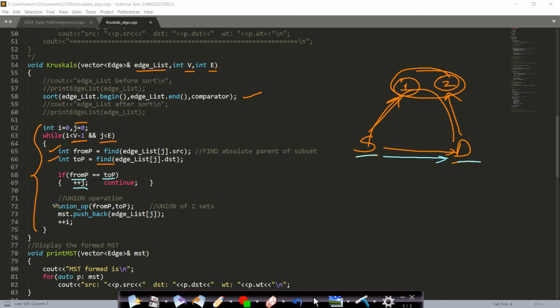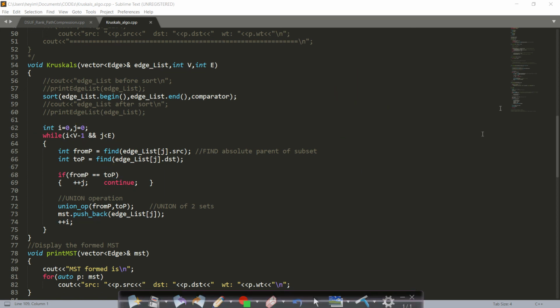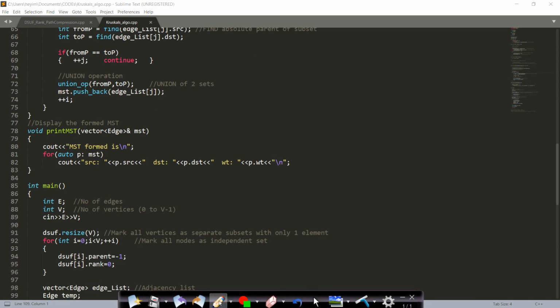Otherwise, if it doesn't create a cycle, then we will add this edge from source to destination, and both these sets will be joined together to form a bigger set. This is nothing but the union algorithm of disjoint set. After adding the edge, we push back the edge into our MST vector to keep track of all the edges that have been selected. If we skip the edge, I have used a continue statement so that this edge does not get included in our MST vector. Okay, so this is how we form the final MST vector, and I have just printed the vector using the printMST function.